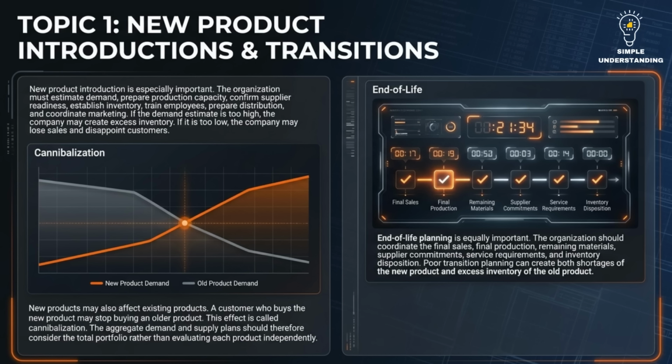The organization must estimate demand, prepare production capacity, confirm supplier readiness, establish inventory, train employees, prepare distribution, and coordinate marketing. If the demand estimate is too high, the company may create excess inventory. If it is too low, the company may lose sales and disappoint customers. New products may also affect existing products. A customer who buys the new product may stop buying an older product. This effect is called cannibalization. The aggregate demand and supply plans should therefore consider the total portfolio rather than evaluating each product independently.